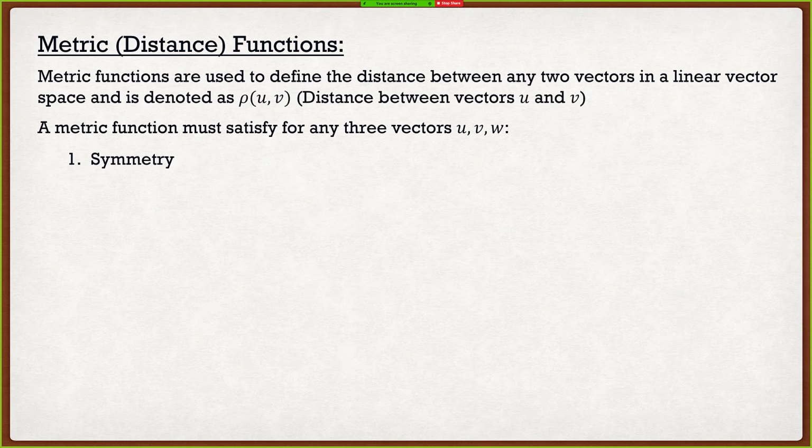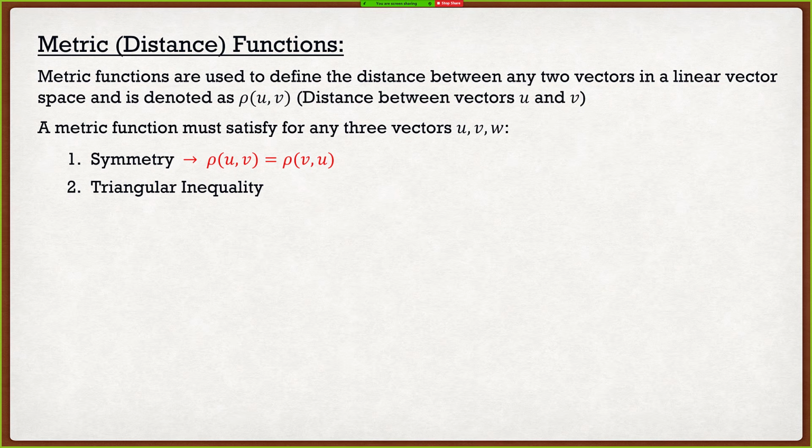First one, symmetry. What exactly does this mean? Well, the distance between vector u and vector v is the exact same as the distance between vector v and vector u. In a more practical sense, if I were to go from Edmonton to Calgary, that's the same distance as going from Calgary to Edmonton. It shouldn't change depending on which direction you go.